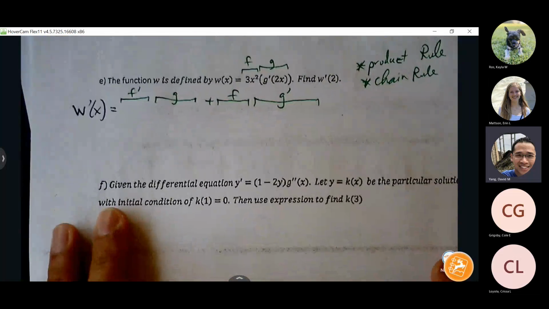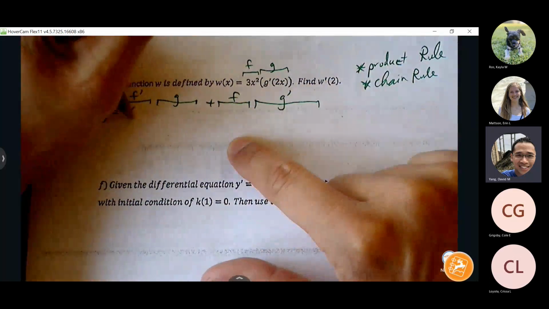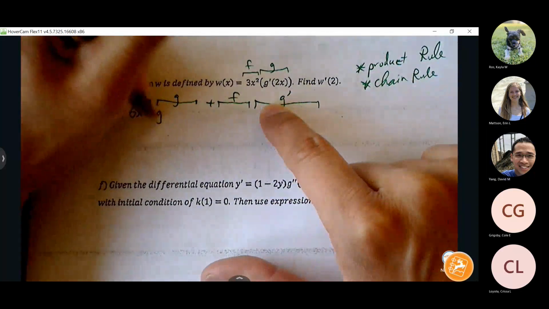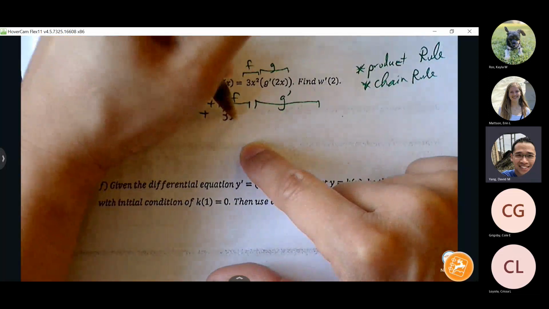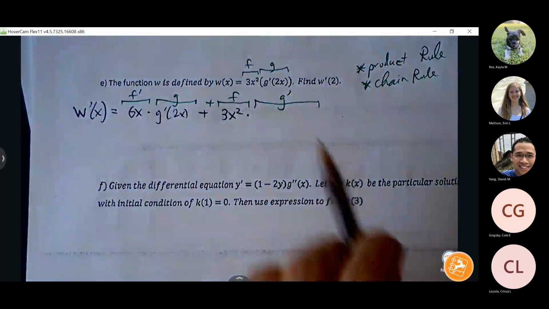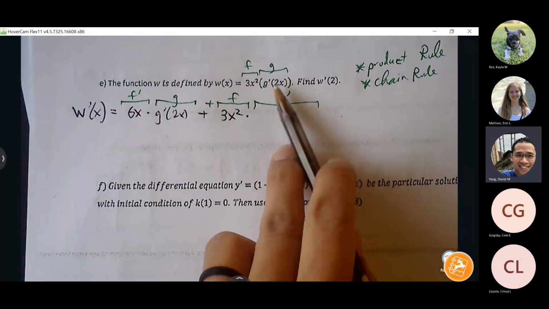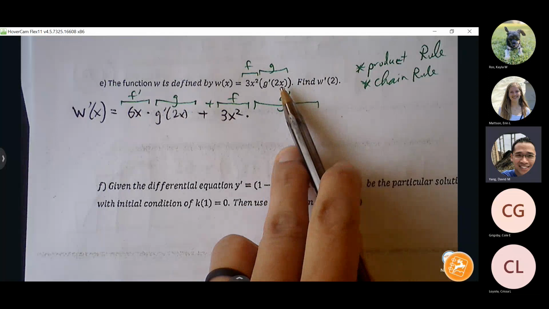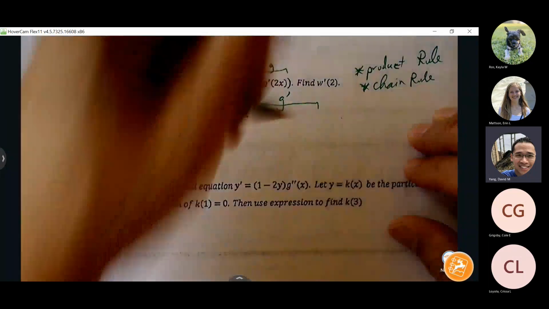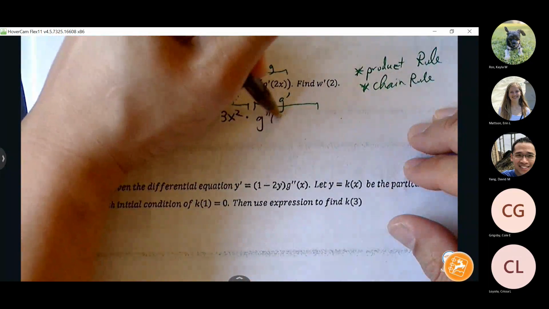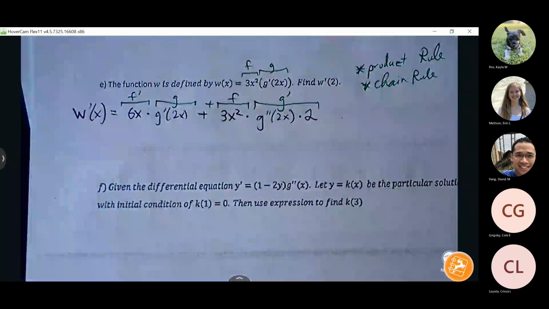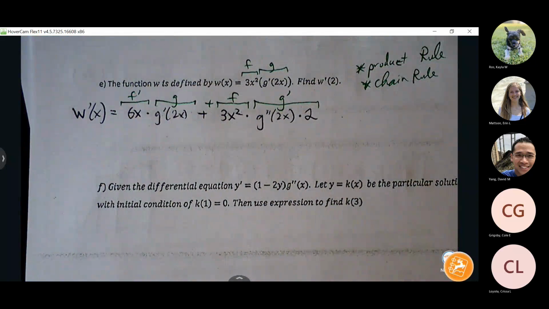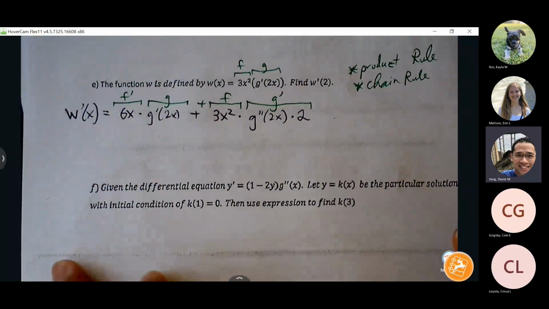F prime g plus f g prime. F prime 3x squared becomes 6x. Back to f. Okay, g prime, the derivative of g prime of 2x, outside derivative, g prime becomes g double prime of 2x, and then multiplied by the inside function's derivative. That's the hard part. The hard part is building the derivative.